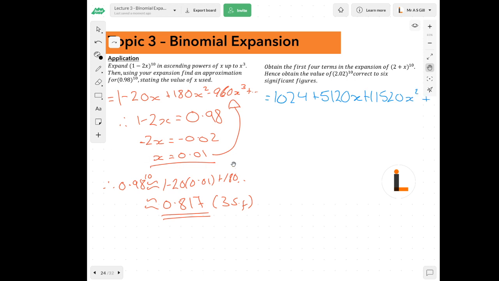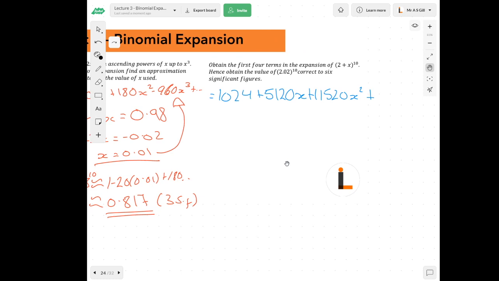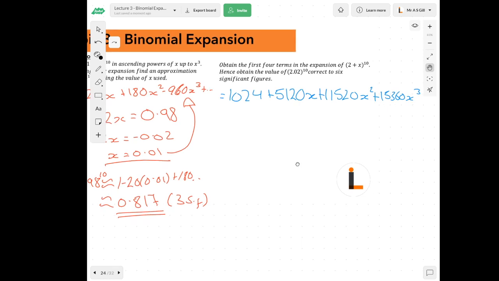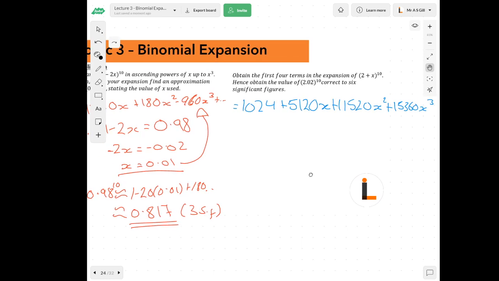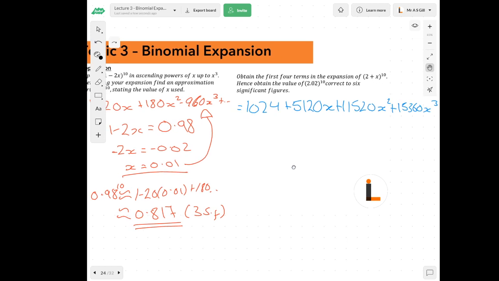I'm going to move this over so you can see it. So that's the expansion that we should get just there. And then here again, we see we're trying to find 2.02 to the power of 10, correct to 6 significant figures.